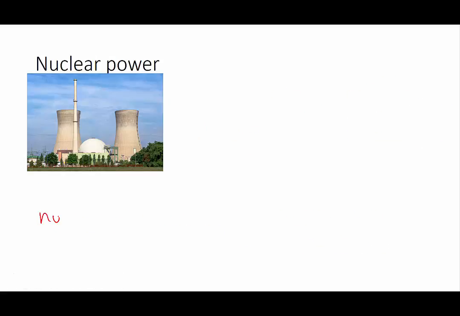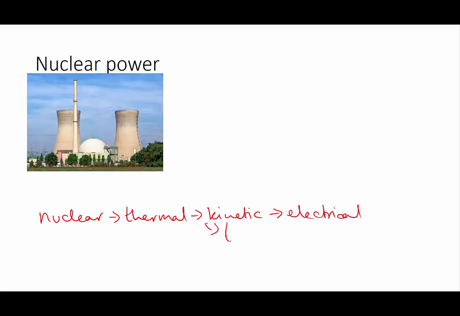Nuclear power is an alternative. Nuclear power uses uranium or plutonium, which releases energy through a nuclear reaction. That releases heat again, so thermal energy, which again is used to heat water that turns a turbine, creating kinetic energy, which then turns a generator, which generates electricity. And like with fossil fuels, there is waste heat energy at each step of the process.